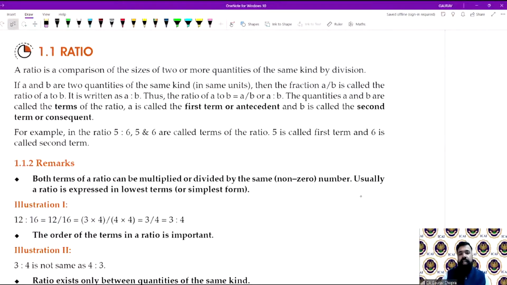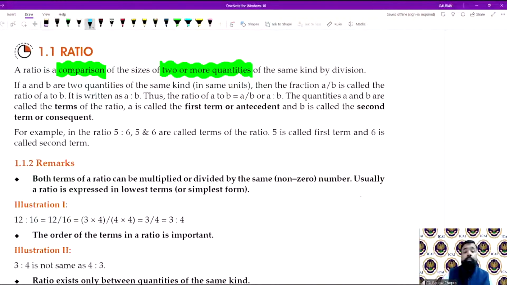Now let us understand this in a theoretical way. A ratio is basically a comparison. Ratio is simply the comparison of the sizes of 2 or more quantities of the same kind by division. We took the example of 2, 3 ingredients, comparing them and making a proper ratio so that we can prepare a proper dough for the chapatis.